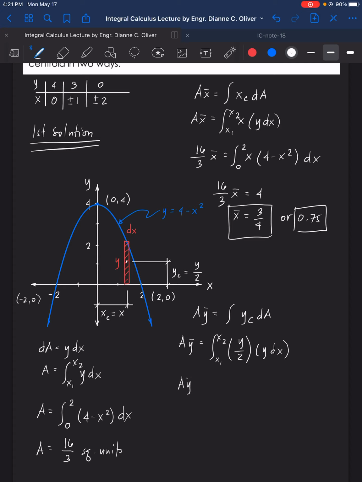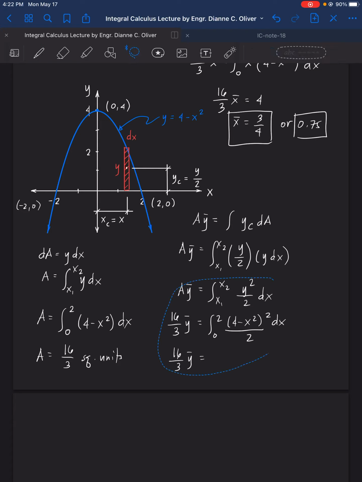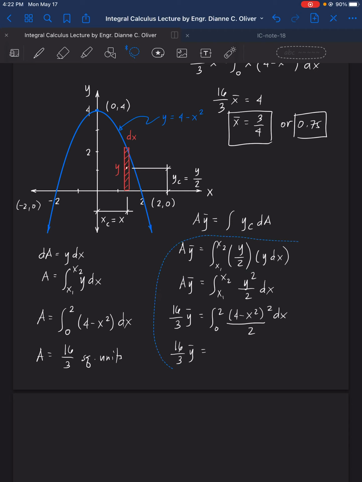So what happens here is A y bar is equal to integral from x1 to x2. This becomes y squared over 2 dx. Substitute the values. So we have here 16 over 3 y bar is equal to integral of y squared, so y squared here is 4 minus x squared, dx divided by 2, 0 to 2. So 16 over 3 y bar is equal to, okay, let's arrange it for the spacing.